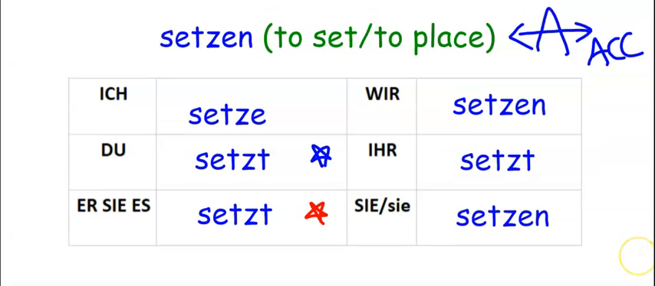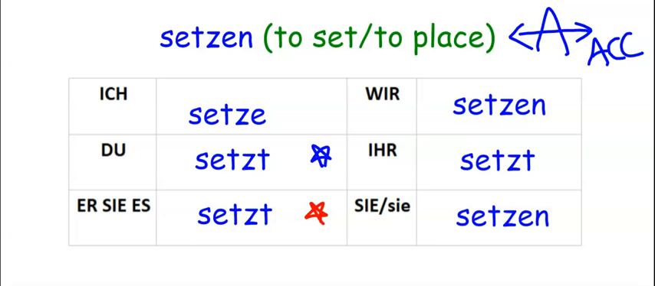And we're going to add these. So you need to add these to your notes. Setzen is to set something or to place something. This would be accusative case because it's in the process. Ich setze, du setzt, sie setzt, wir setzen, ihr setzt, sie setzen.